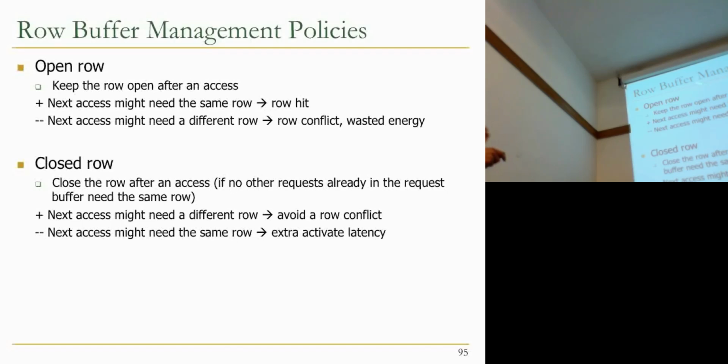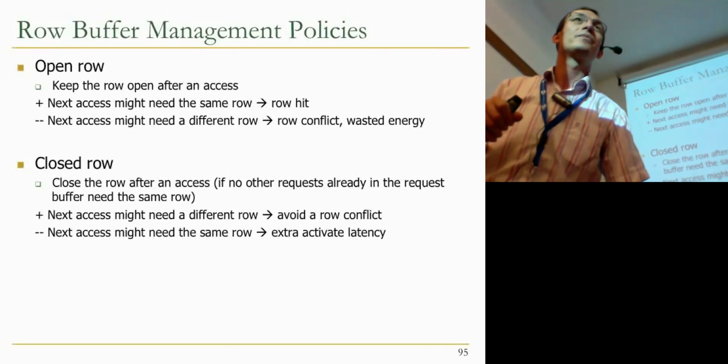And open row policy is good for applications where you have good row buffer locality. If you're streaming through the row, for example, you get very good row buffer hit rate if you use the open row policy. Closed row policy is good for applications that are more random access, if you keep accessing random locations. Yes?